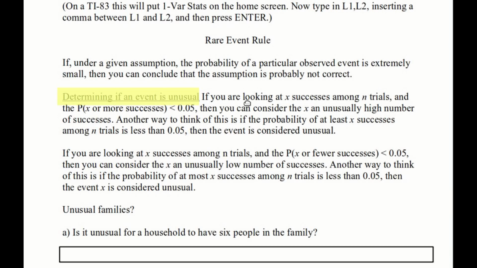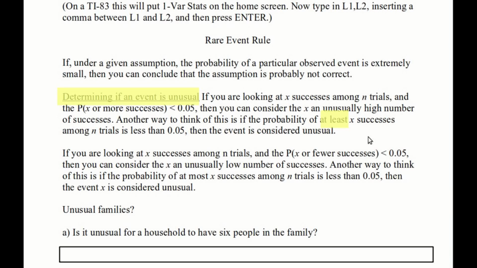So another way to think of this is if the probability of at least x successes among n trials is less than 5%, then the event is considered unusual. And again, at least means as large as x or larger. You can think of this as not talking about the exact probability of the random variable x number of successes. You can think of this as being as extreme as x. So if you're looking at a value of x that's large, you have to consider all the values larger than it.